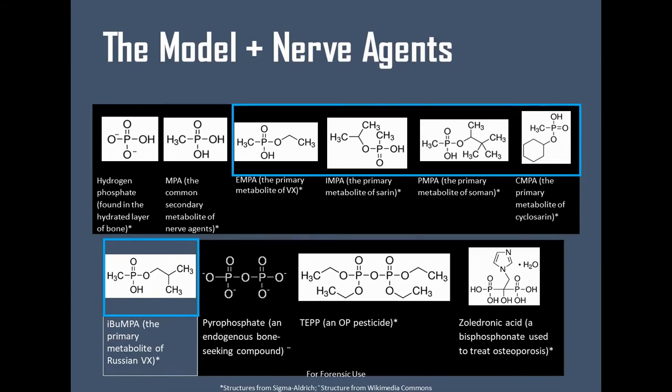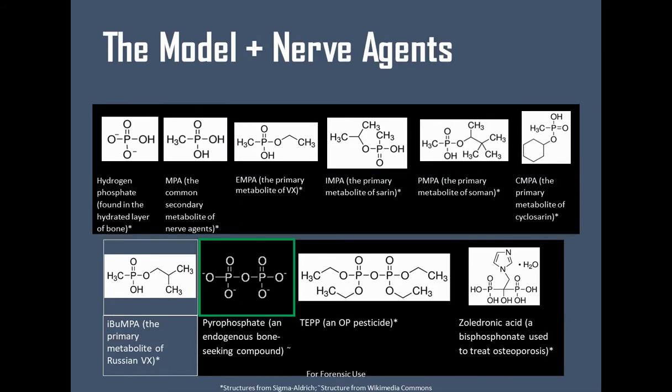And so we also have EMPA, IMPA, PMP, and CMPA that are other agents from either VX, sarin, or other types of nerve agents that have this similar phosphate structure, which again could lend themselves to be incorporated into bone and thus allow us to detect them later on in life to know what may or may not have happened to this individual.